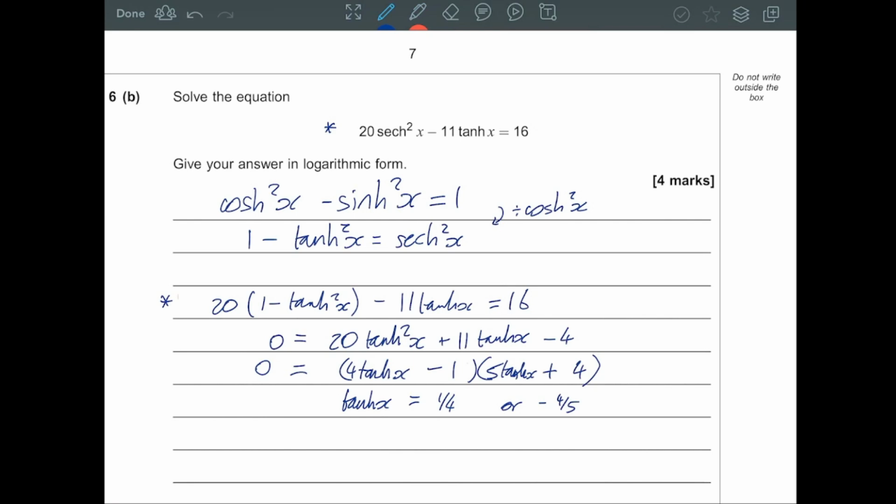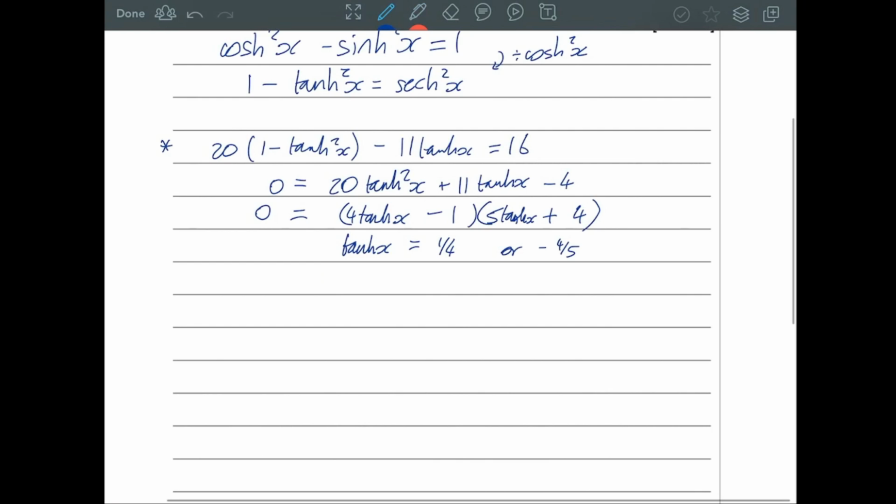I was kind of hoping that one of the solutions would disappear. Unfortunately, they don't. Both of these are within that mod x is less than 1. So I now need to use that result from part A. So part A is going to mean that x is a half ln of 1 plus over 1 minus.